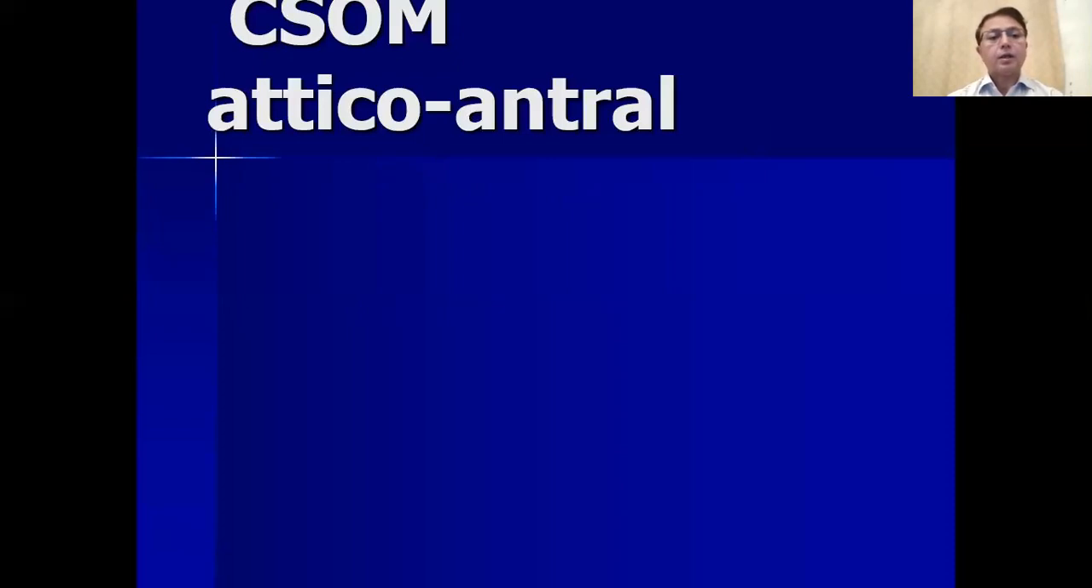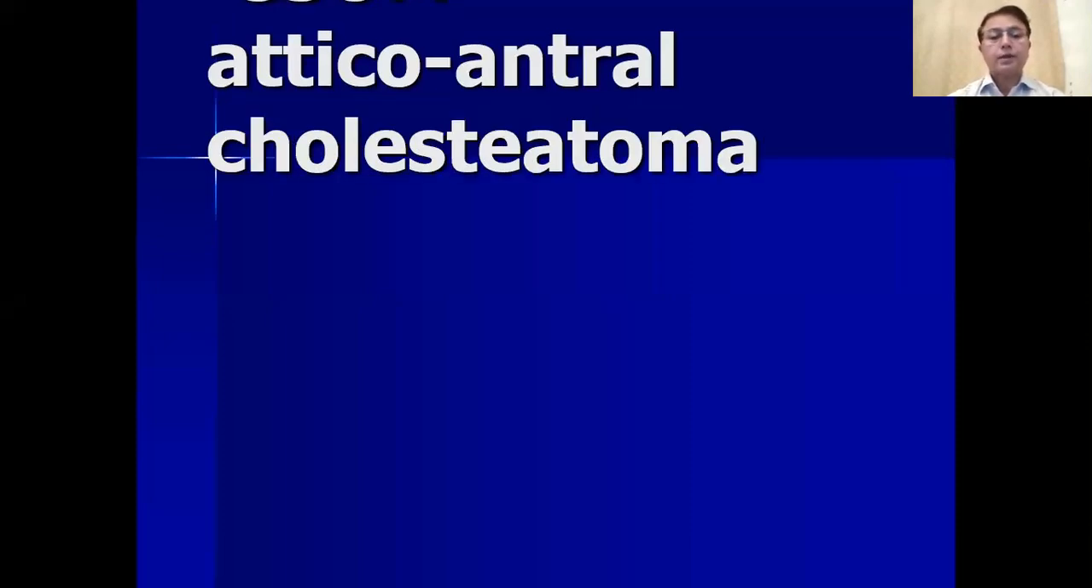In the atticoantral type, the disease is confined to the attic region, the upper part of the middle ear, the topmost part of the middle ear that is affected. And here the disease has taken various bad shapes like cholesteatoma and polyp formation. Cholesteatoma is a very troublesome, eroding, invasive disease. It erodes whatsoever is coming in its way, so it leads to more complications, extracranial and intracranial.